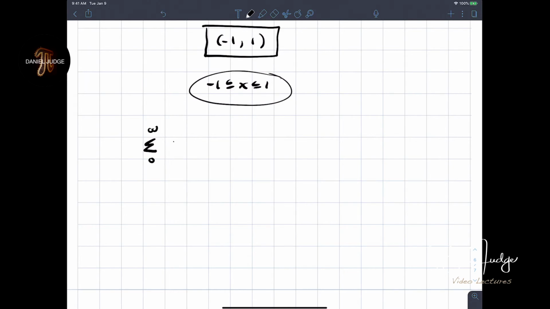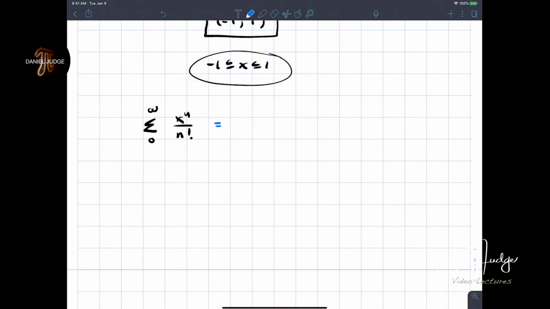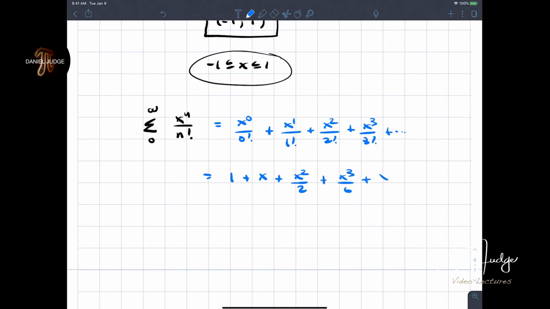The sum from zero to infinity of x to the n over n factorial. Another power series. If we look at the terms, we get x to the 0 over 0 factorial, x to the first over first factorial, x squared over 2 factorial, and that goes on forever. So we get 1 plus x plus x squared over 2 plus x cubed over 6 plus x to the fourth over 24, and that goes on forever.